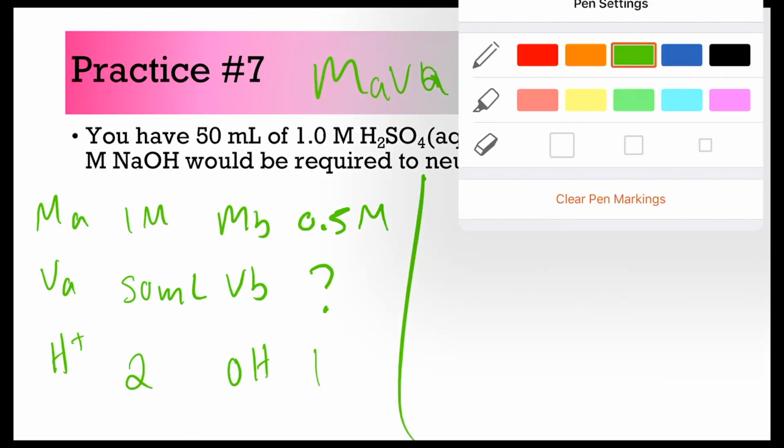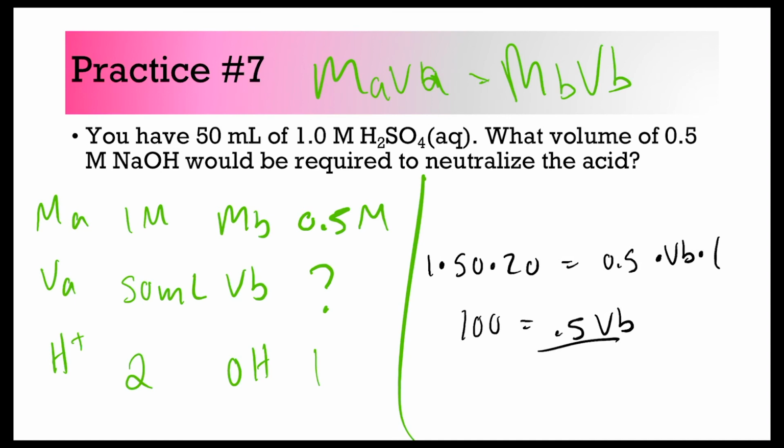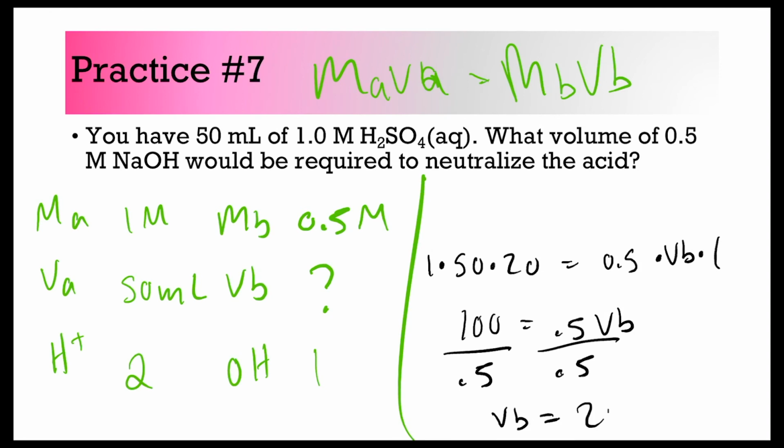Now we have to plug everything in. So 1 times 50 times 2 equals 0.5 times Vb times 1. So if we do some math, we get 100 equals 0.5 times Vb. Divide both sides by 0.5. And when you plug it into a calculator, the volume of your base is 200 milliliters.